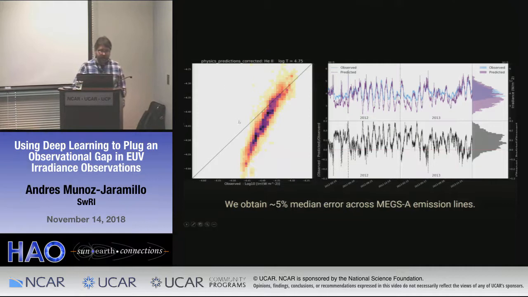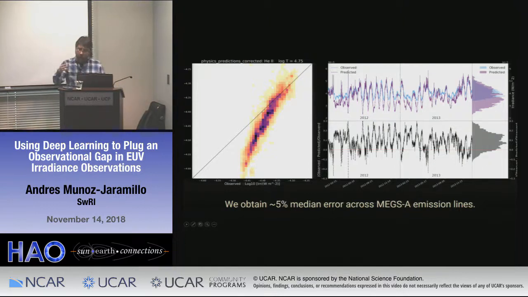And so here on the left, you have a 2D histogram of the observed versus predicted irradiance in the helium-2 channel, right? This is in logarithmic scale, both X and Y, with Y equals X here as a black line. And the idea, of course, ideally, is that we are going to fall perfectly there. Here is the time series for 2012 and 2013 for both predicted and observed. And here is the relative error. And so what you can see is that for this channel, the relative error is somewhere around 10 to 20%.